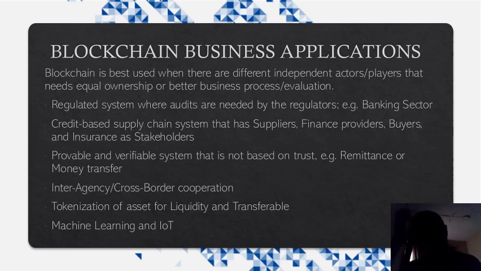Now, credit-based supply system, that's one good business use case of a blockchain. We also have provable or verifiable systems that are not based on trust, like remittance and money transfer. We have interagency or cross-border cooperation, good for blockchain. We have tokenization of assets for liquidity and transferability, that's easy transfer of value. Then we have machine learning and IoT. Now, these are some, these are not all. They are just some of the best use cases when it comes to businesses using the blockchain system.